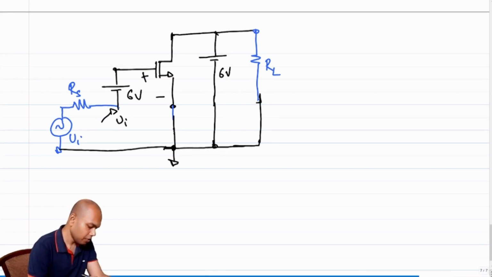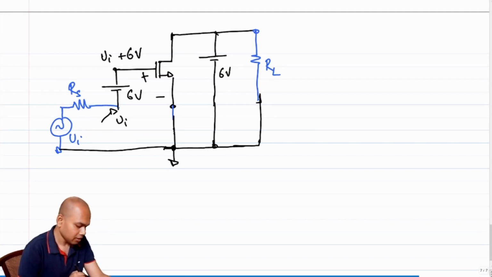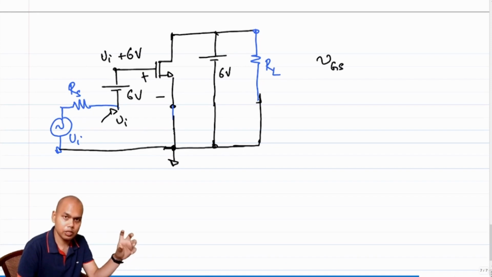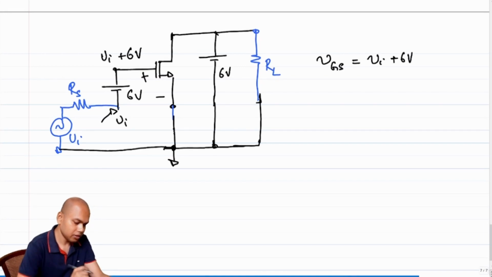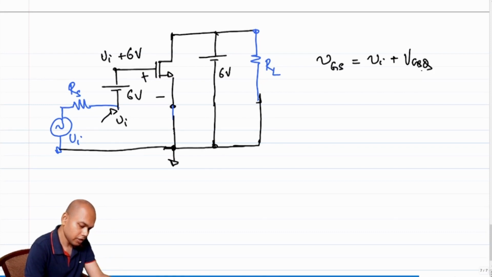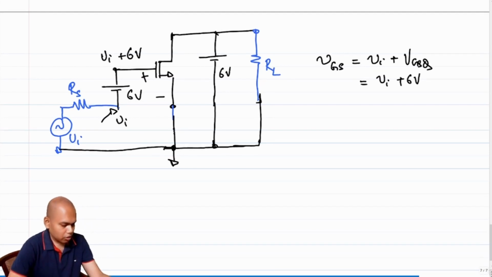If that voltage is Vi, what is the voltage at the gate? The voltage at the gate is Vi plus 6 volt, right? So what is VGS now? What is the total VGS? Total VGS, right? Mind the notation, small v, capital subscript, which means total. Total VGS is Vi plus 6 volt, right? So let me write in terms of VGSQ, which is 6 volts, so total is Vi plus VGSQ. So it looks like I have been able to apply an input, right?